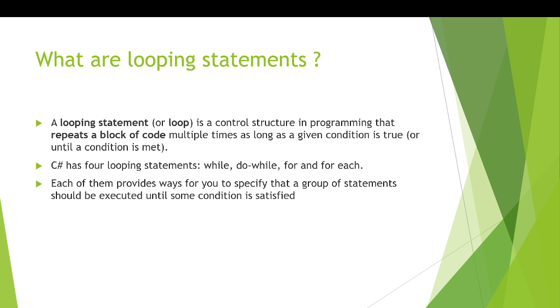So basically in C sharp we have four looping statements: while, do while, for, and foreach. Each of them provides a way for you to specify that a group of statements should be executed until some condition is satisfied. We can have a look at them one by one.